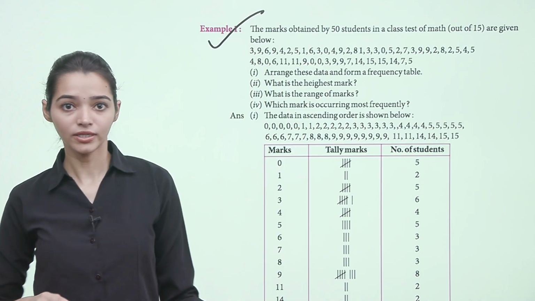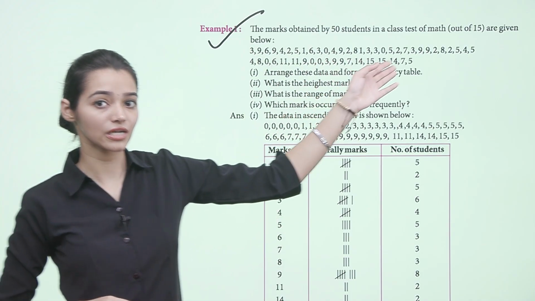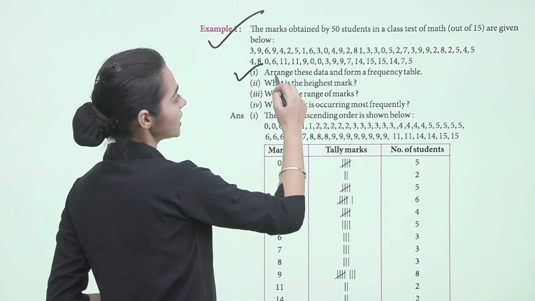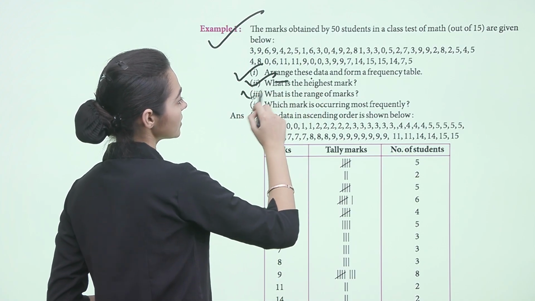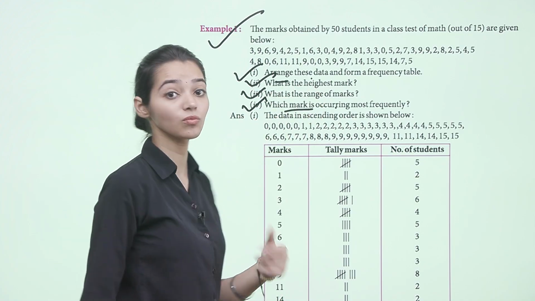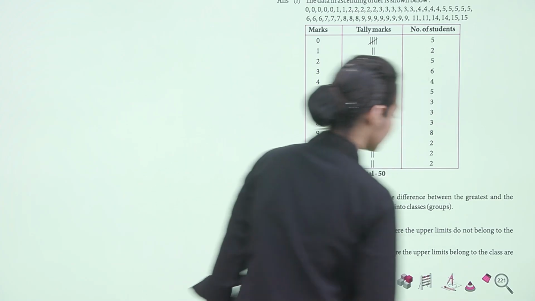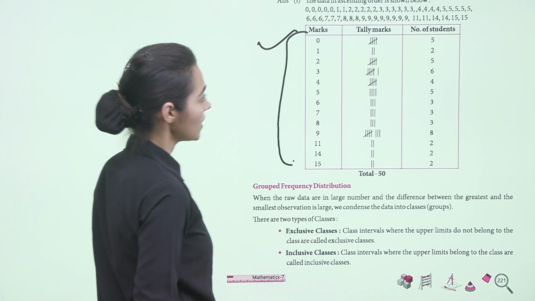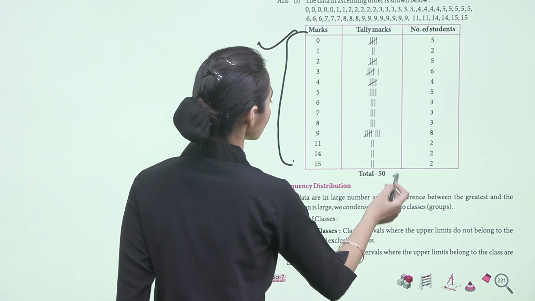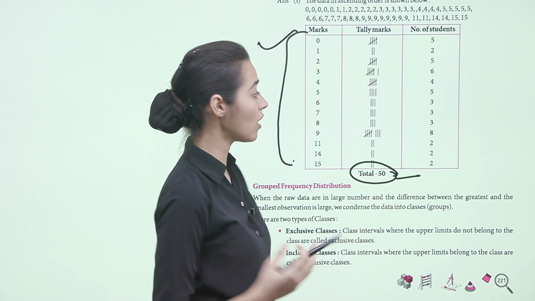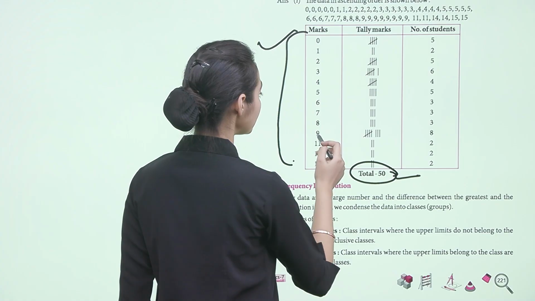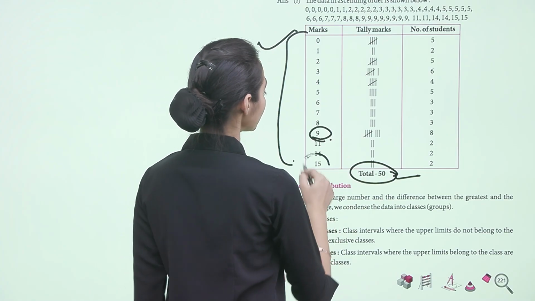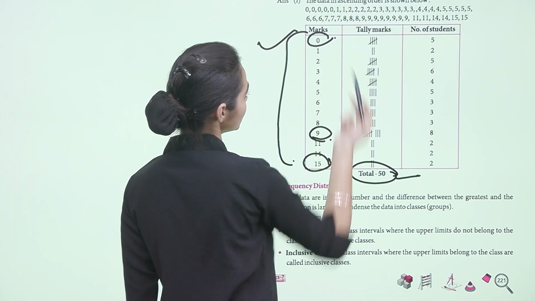Here's example number 1. The marks of 50 students in a class test are given below. We have to arrange the data in the form of a frequency table, then find the highest marks, the range of marks, and which marks occur most frequently. So here is our table, and the total is 50. The most frequent marks occur 9 times. The highest marks is 15, and the lowest marks is 0.